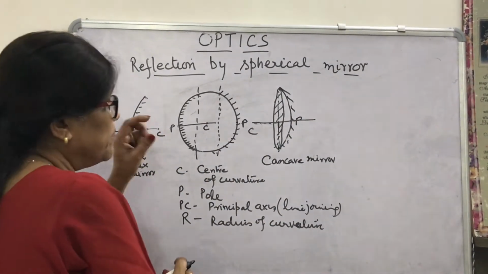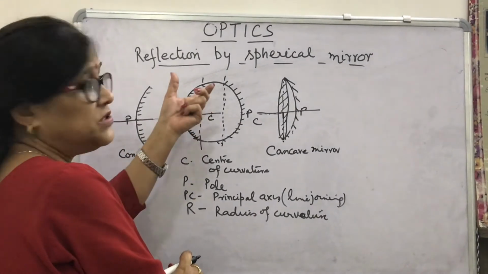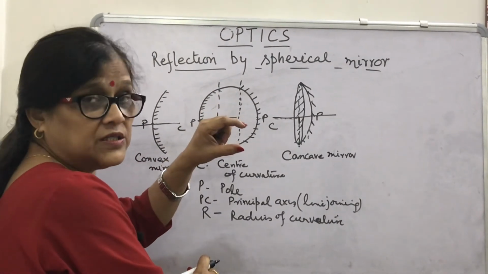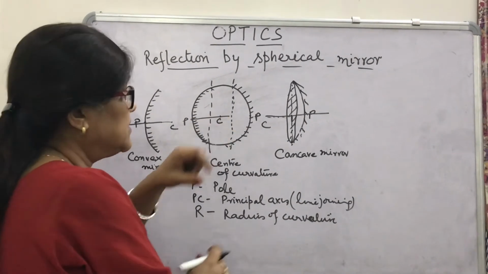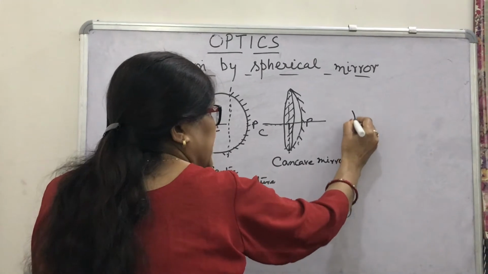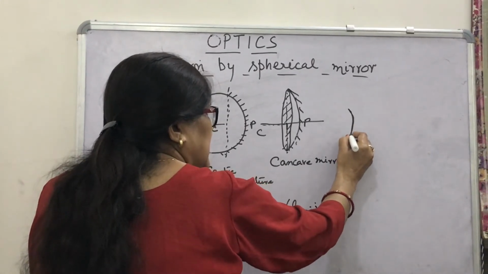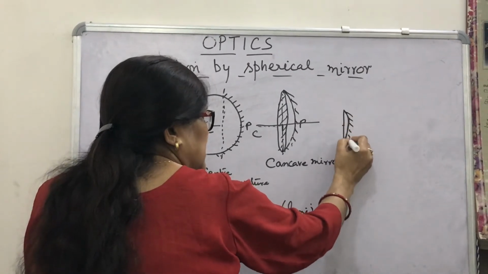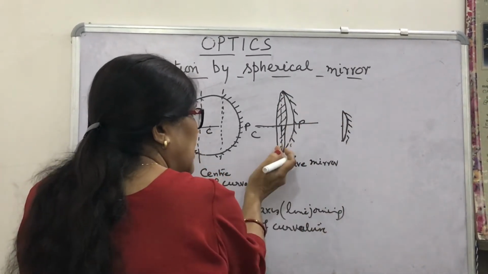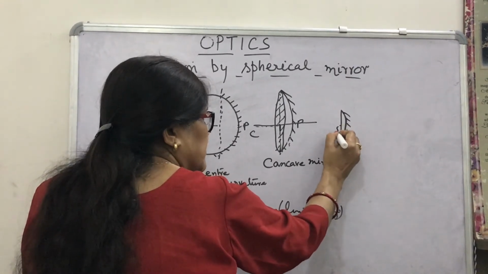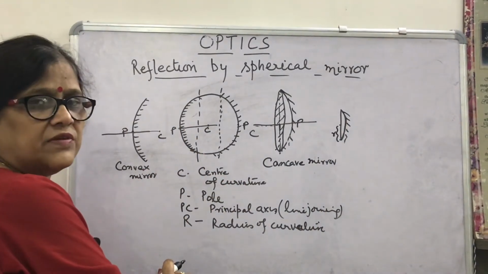Normally, the mirrors you study in your syllabus are of very small radius of aperture. That is, they are very small and straight, with less curvature and less radius of aperture. If you draw this one, then the curvature is less, this is what I have shown here, and this R is called the radius of curvature.